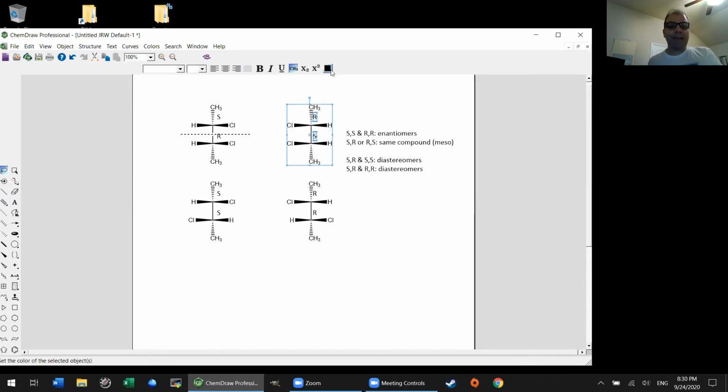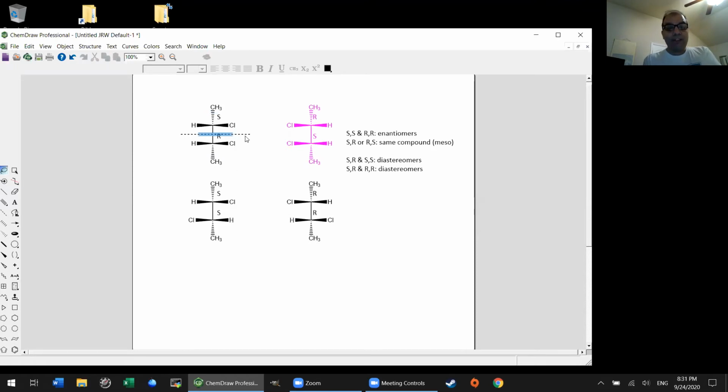So maybe let's make that a different color. Good. So in fact, there are not 4 distinct stereoisomers in this case. There are only 3, and they exist as a pair of enantiomers, just like we had pairs of enantiomers before. And this interesting and peculiar compound, and compounds of this type that have multiple chiral carbons but a plane of symmetry running down them, we call mesocompounds. They don't show up very often, but it does happen sometimes.